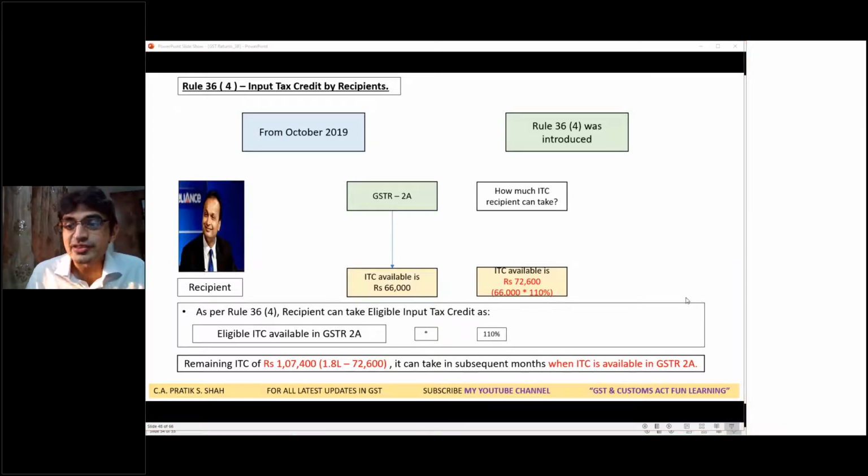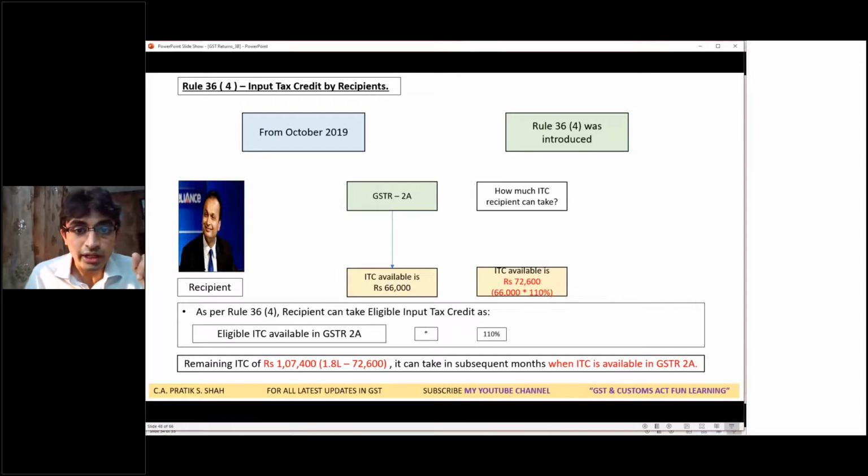There is no logic. Someone is asking the logic behind this rule. See, this is a magical rule. Everyone is opposing this rule. This is a nonsense rule as per my opinion. This rule is not required. But the government is troubling the taxpayers. That's the only logic behind it. There is no logic behind this rule. Okay. So this was rule 36 sub rule 4.